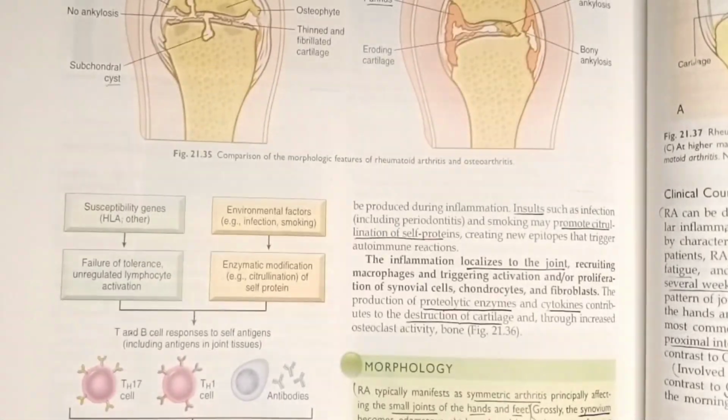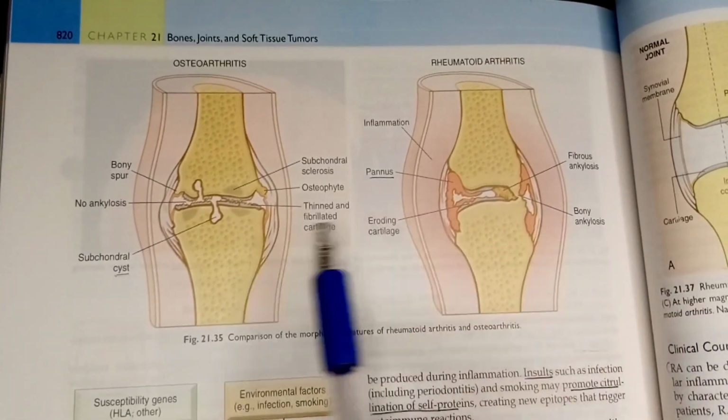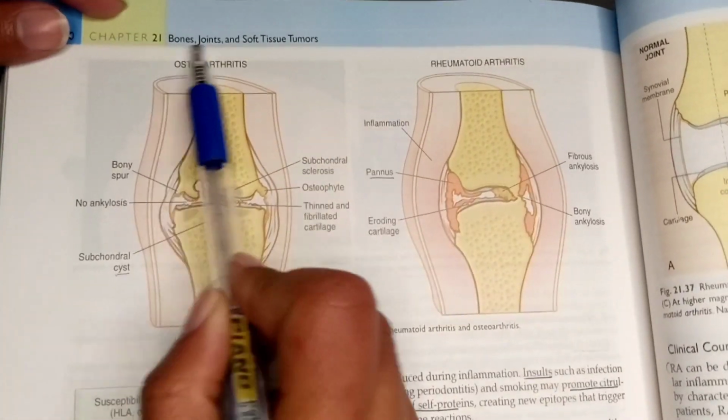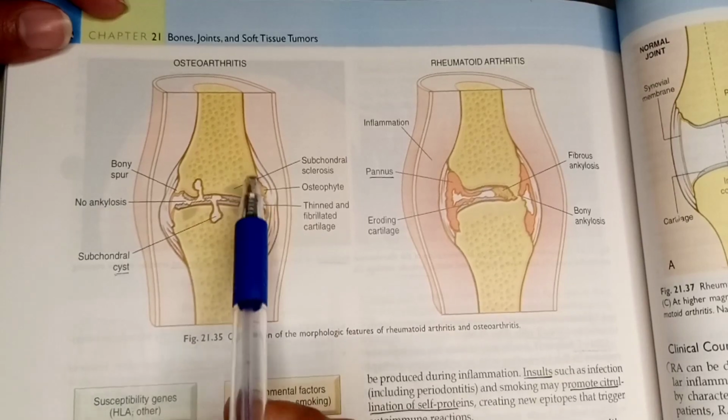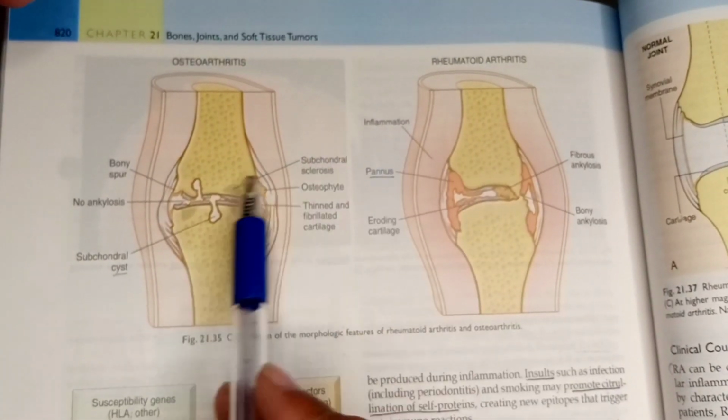So here is a clear diagram that is showing you the difference between osteoarthritis and rheumatoid arthritis. Here in osteoarthritis, what you can see is the subchondral sclerosis, that is the subchondral hardening or the subchondral bone damage.